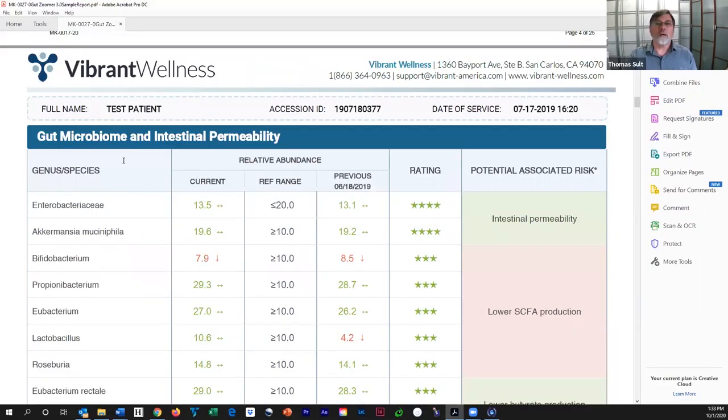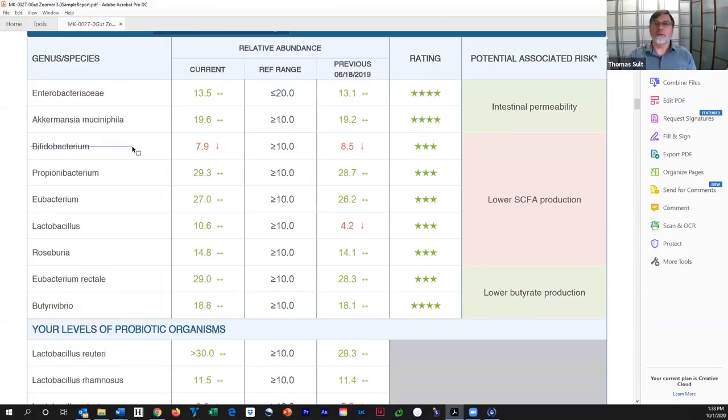Then we look at gut microbiome, intestinal permeability markers. So all of the next several pages are about the microbiome and various issues. So we're really starting to go over that panel of the front page where we saw that there was issues with intestinal permeability, but not with cardiovascular disease and so on. So here we are, and here is that bifidobacterium, which is low, should be greater than 10, and it's 7.9. So it's associated with low short-chain fatty acids, as we see over here. And indeed, we saw that butyrate was low.